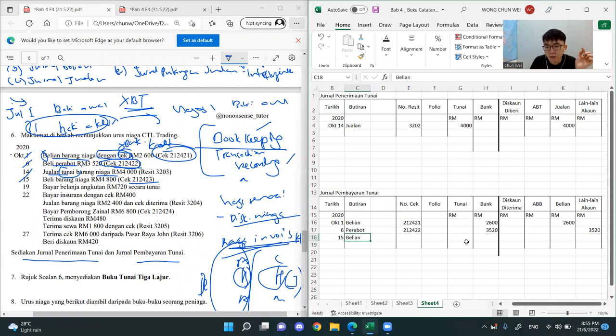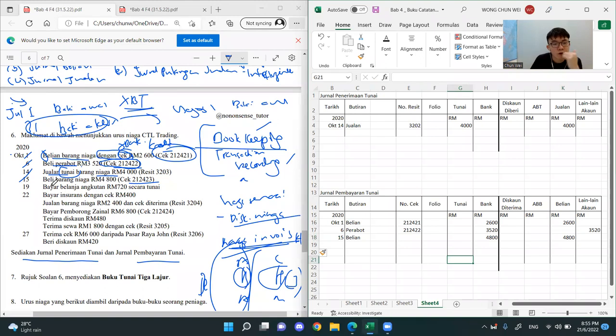So belian dengan cek. All right, so 4,800 and the bank, 4,800. So money to where? To belian. So under belian here, 4,800. Okay, it's the 15, then 16.